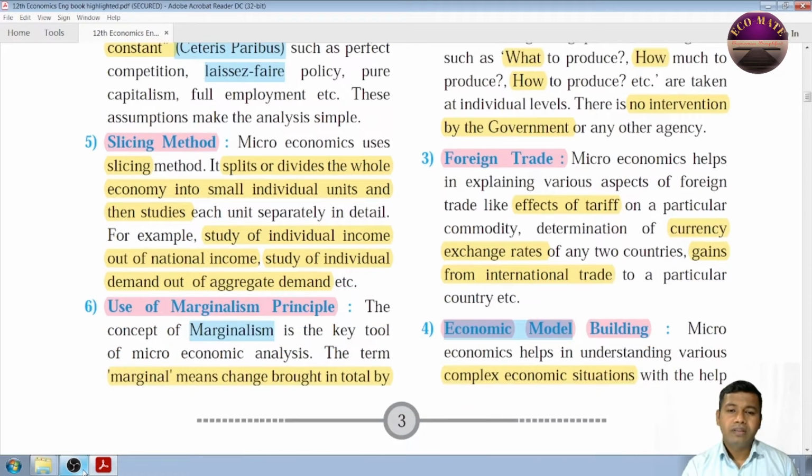So understanding the free market economy is the important thing, and microeconomics helps us understand it. Then we have the next point, that is foreign trade. Of course this is also important. How? Microeconomics helps in explaining various aspects of foreign trade. Like we have the effects of tariffs.